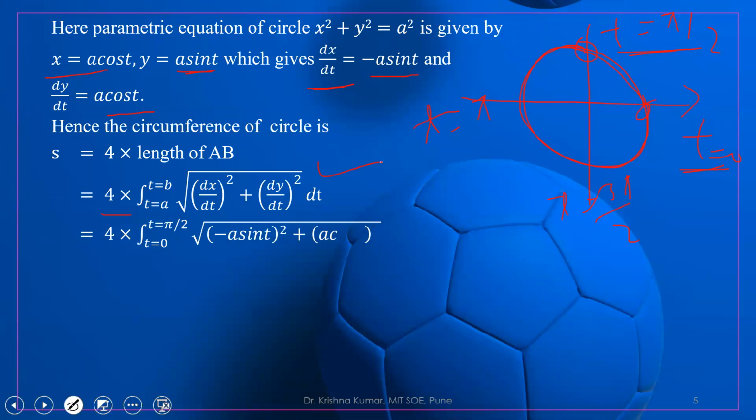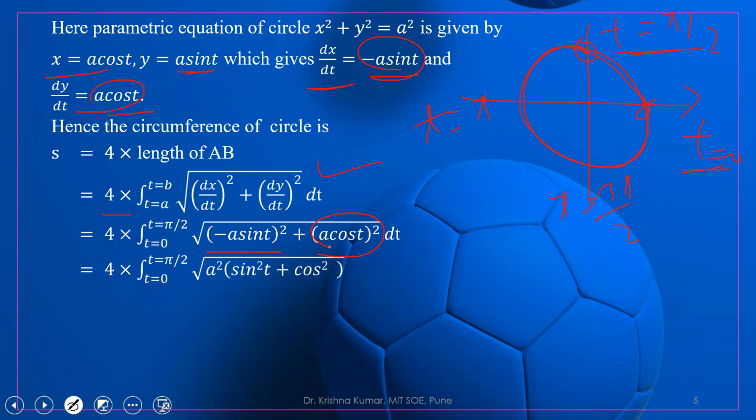So this is 4 multiplied by the integration of this. And now what is dx/dt? dx/dt is minus a sin t, so (minus a sin t) whole square. And dy/dt is a cos t, so (a cos t) whole square. Then if we are squaring it, this is a square times (sin square t plus cos square t), because a square we can take as common. But sin square t plus cos square t is equal to 1. So we are getting root of a square, which is again a.